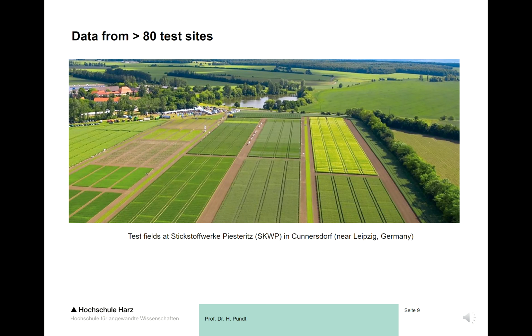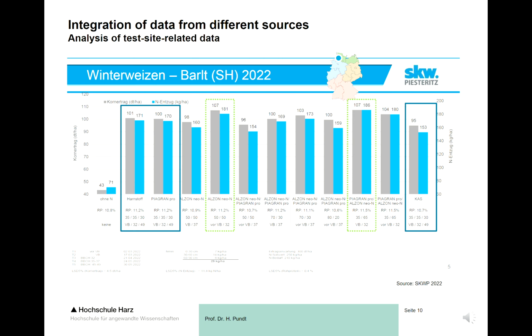Anyway, where does the data come from? I spoke about the test sites. Here you see a nice summer situation close to the Stickstoffwerke Piesteritz, SKWP in Kunnesdorf, and you see test fields. On those test fields, different crops are growing, and they are fertilized with different combinations of fertilizers, and now you can collect the data on crop yields, for example, and this results in analysis as you see them here.